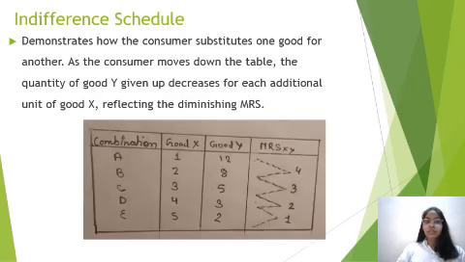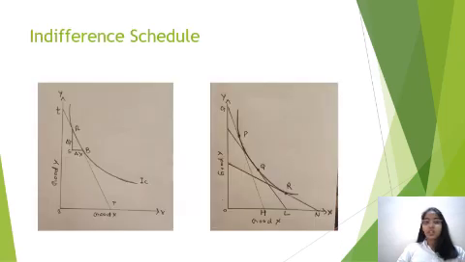The next one is the indifference schedule. You can see the combinations of two goods, the first X and the second Y, and this is the marginal rate of substitution. Here is the indifference schedule between good Y and good X. So you can see the curves here.